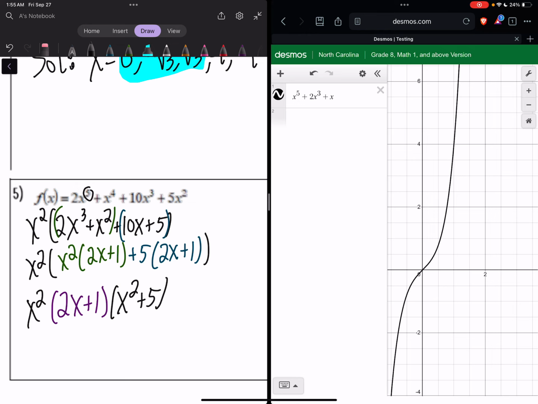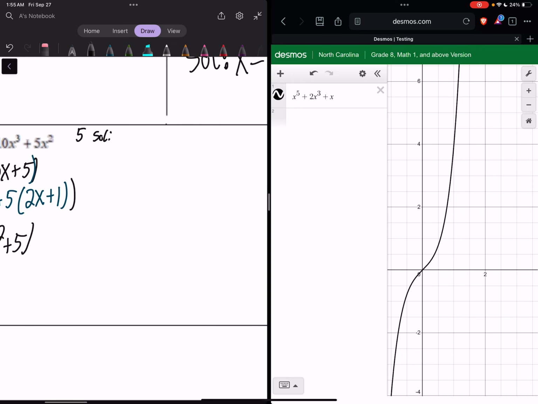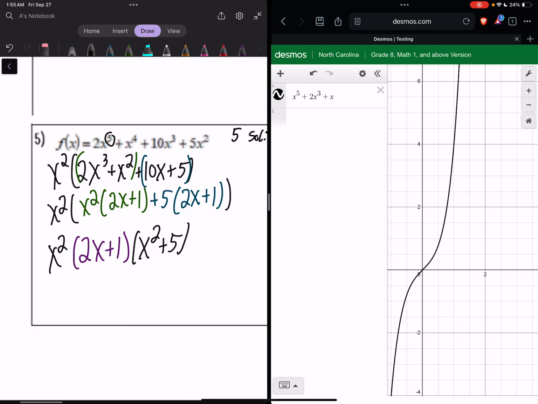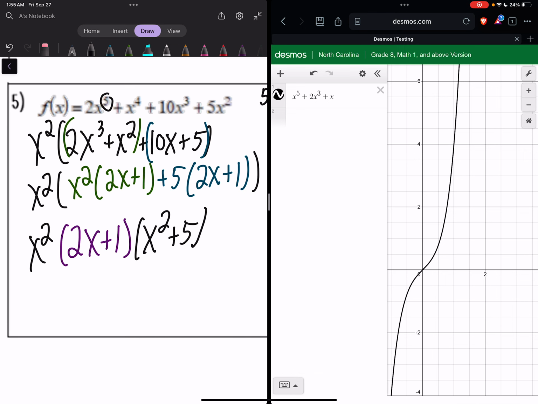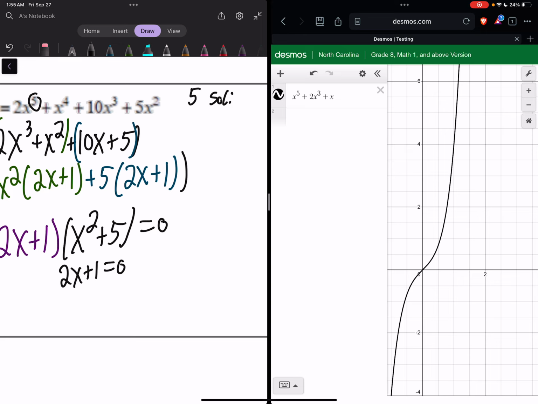I want you to notice at this point, I need to be looking for 5 solutions. I'm going to write them up there probably. So I'm going to set this equal to 0. X squared is equal to 0. 2x plus 1 is equal to 0. X squared plus 5 is equal to 0.